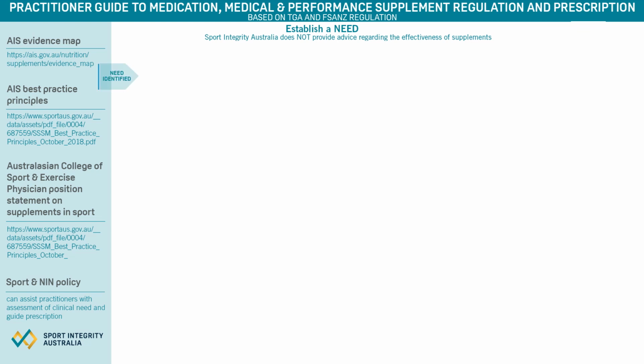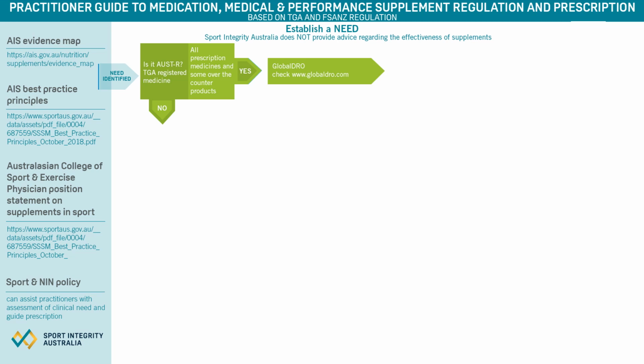Once a need has been identified, the first step is to determine if the medication or substance is a registered product with the Therapeutic Goods Administration. This will be denoted by AUST-R on the label and includes prescription medicines and some over-the-counter products. For AUST-R TGA registered medicine, practitioners are able to check the status of this substance in sport using Global DRO on the website provided. Global DRO will provide advice with regard to the supplement, if it's permitted under all conditions or if it's prohibited.